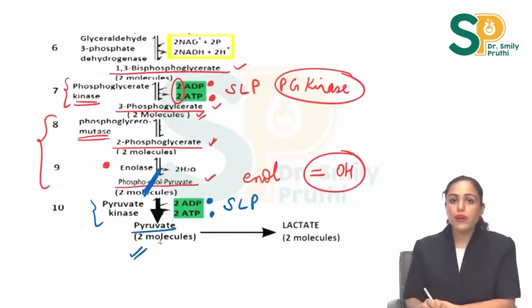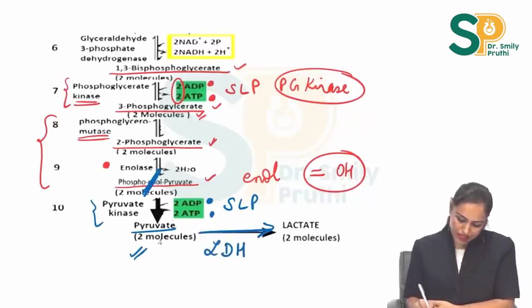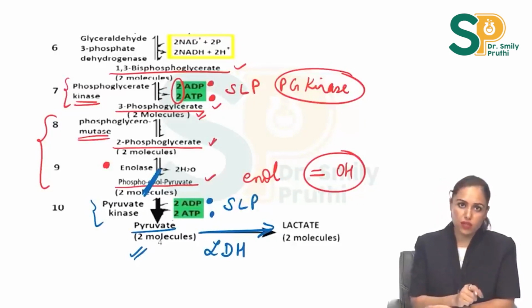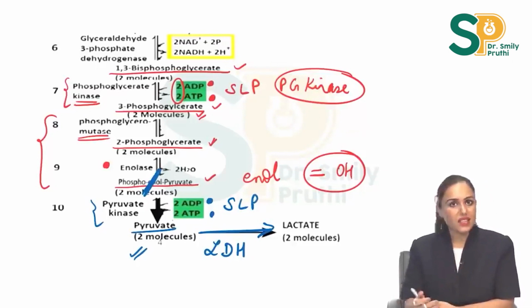Now pyruvate is the end product of aerobic glycolysis, but lactate is formed in case of anaerobic glycolysis, and here the enzyme is lactate dehydrogenase, short form LDH. I have written lactate dehydrogenase. Can you tell me where is pyruvate dehydrogenase? Pyruvate dehydrogenase is in the link reaction, right? But this lactate dehydrogenase is in anaerobic glycolysis.